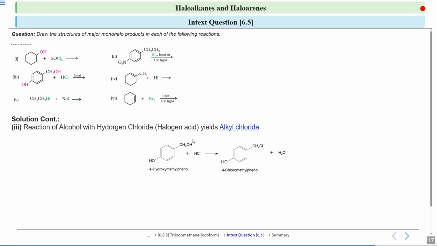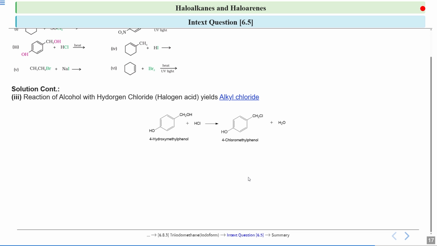So the hydroxyl group will be removed from here, and the chlorine will attack here, and chlorine binds with this CH2, and this OH will bind with the remaining hydrogen and form a water molecule as a byproduct in this reaction. So the major monohalo product you are getting is 4-chloromethyl phenol.